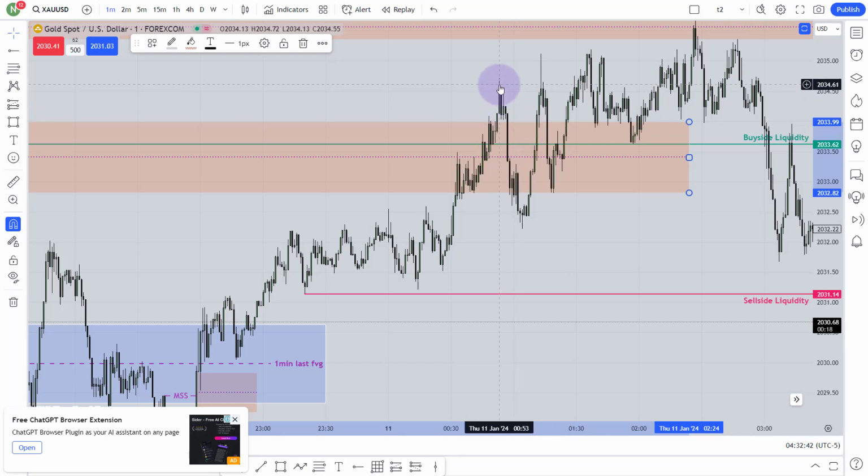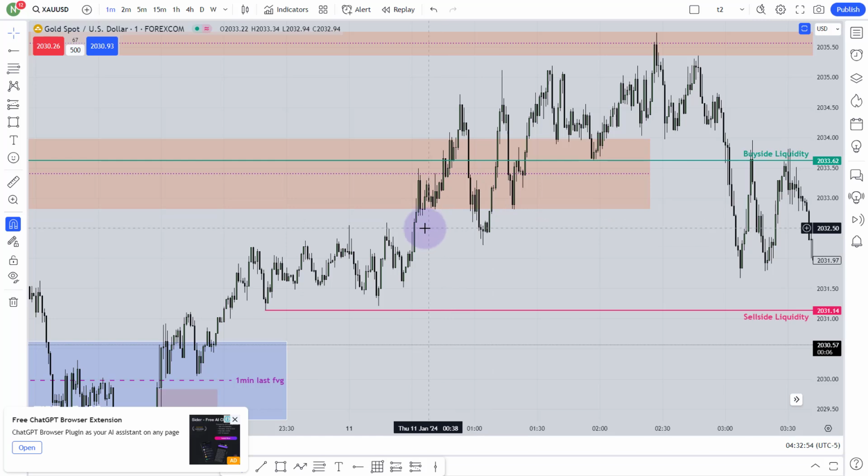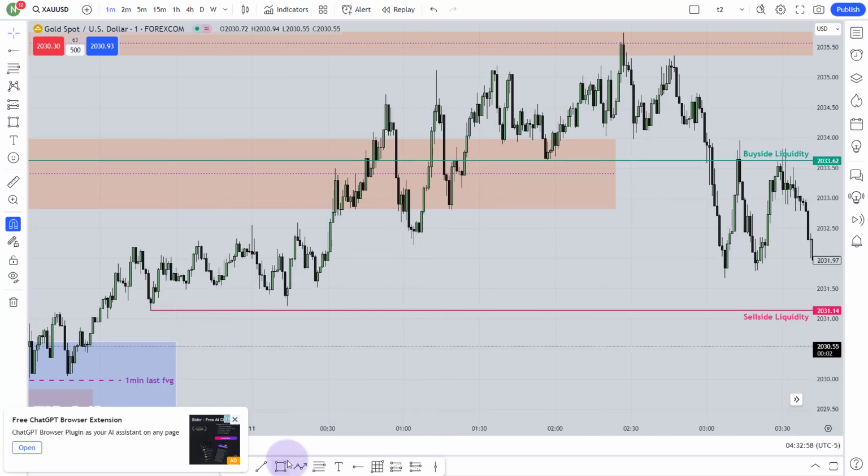So price went higher, it went lower one more time. It has taken little liquidity over here. Let's look at this low. It has just traded that little liquidity also. It has traded this 1 minute last fair value gap. Just let me mark the fair value gap as well. I will use this one.